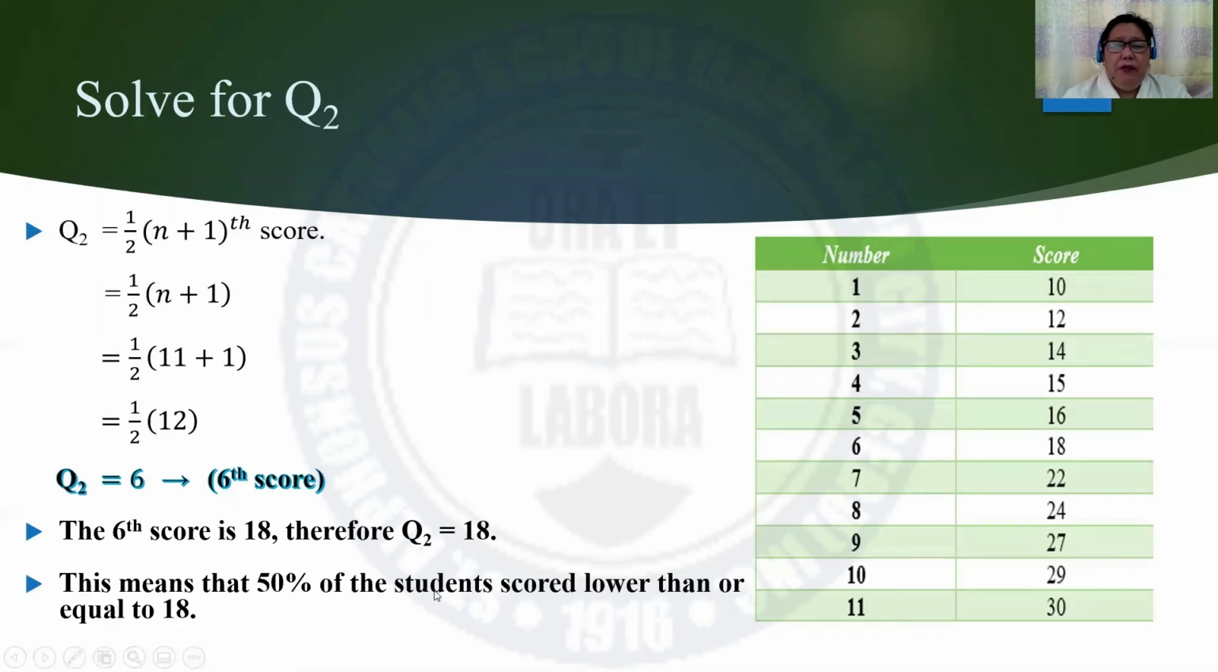This will mean 50% of the students scored lower than or equal to 18. So this portion belongs already to the lower 50% of the group.